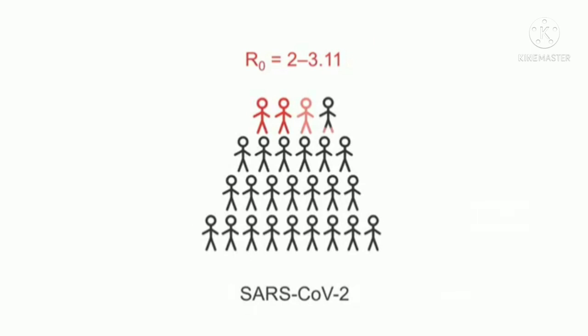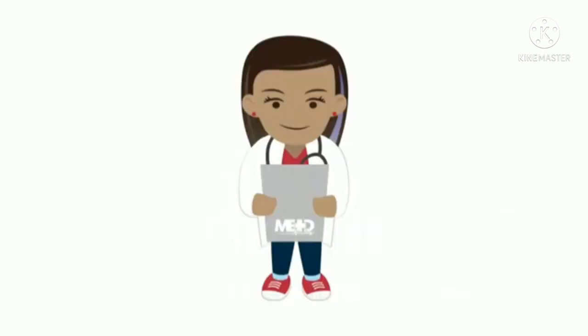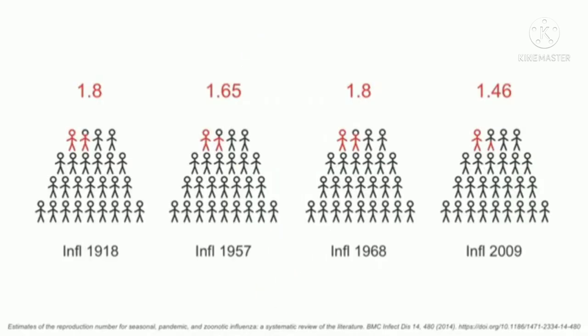It has been estimated by various authors that R0 for COVID-19 is somewhere between 2 and 3. Let's compare that to the values of R0 seen during flu pandemics. During the 1918 influenza pandemic, R0 was 1.8. In 1957, it was 1.65. In 1968, it was 1.8 again. And in 2009, it was 1.46. So when it comes to R0, SARS-CoV-2 is quite a bit more scary than influenza, isn't it?